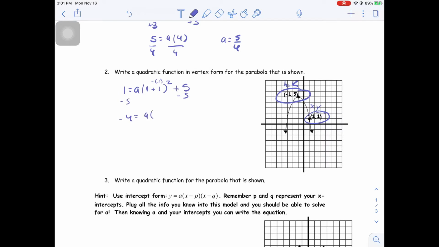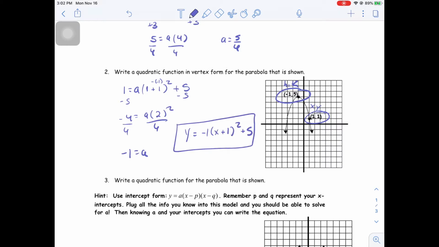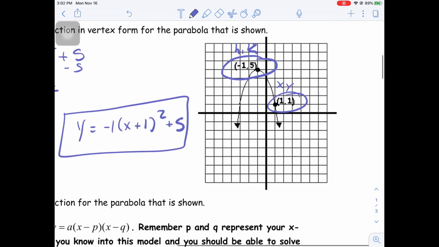So we're solving for a, so subtract 5, we get negative 4 is equal to a times 2 squared. 2 squared is 4, so we're going to divide each side by 4, and that gives us negative 1 is equal to a. So y is equal to negative 1 (x minus h) squared plus k, and that would be our function.